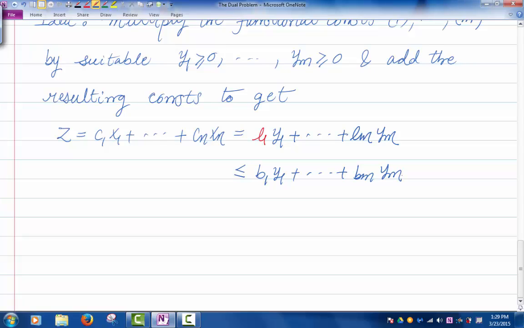So the idea is that if I multiply the functional constraints by suitable numbers Y1 through Ym, so that when I add them, the left-hand side becomes the objective function, and then the right-hand side is basically B1 Y1 up to Bm Ym. Is that making sense? So I can get an upper bound for the objective function in this way. Well, this is just an idea, but is this true? We have to know whether this can always be done. Is that clear? Well, let's see an example. I claim that it can't always be done, but we make some progress.